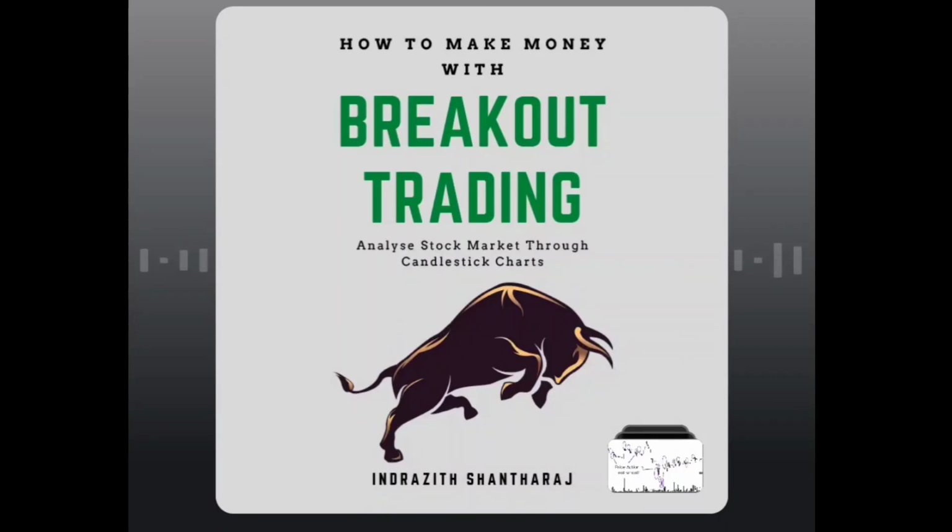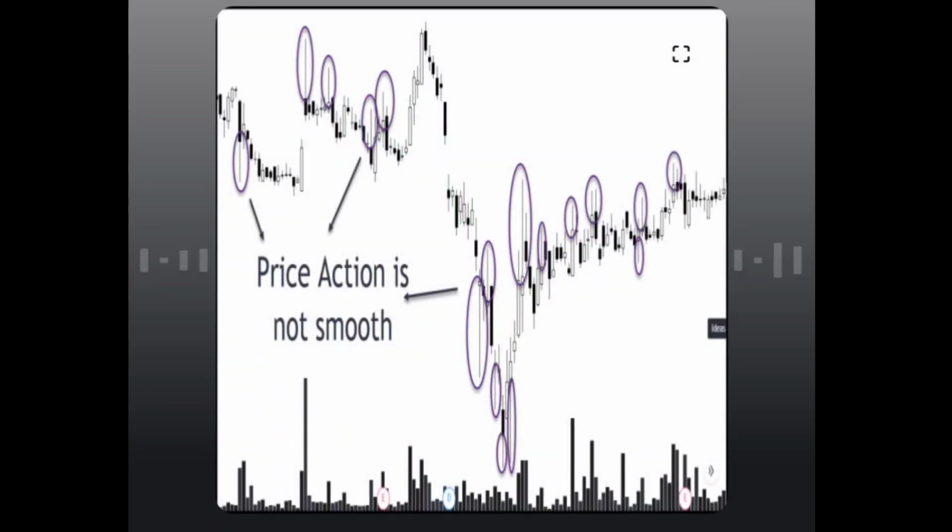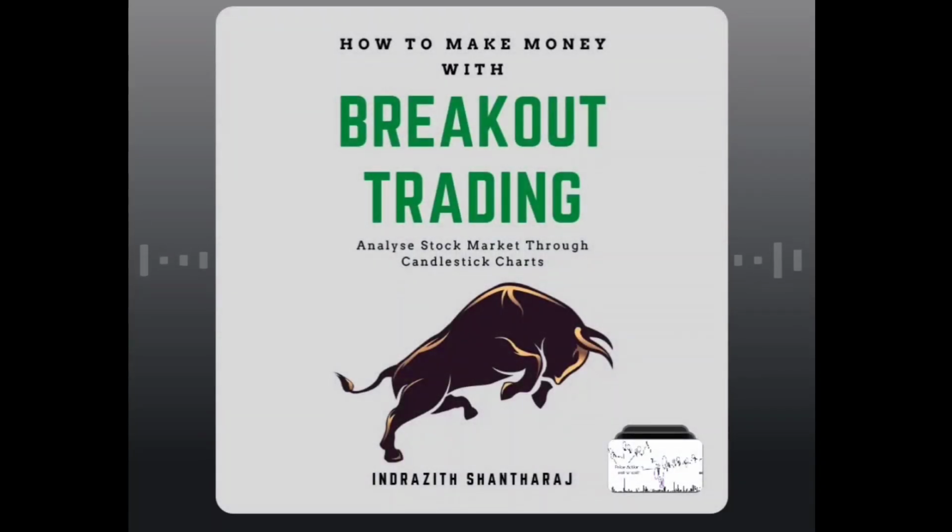Some of the examples are below. If you look at image 2.1, it has a lot of selling wicks and buying wicks, which are not suitable for this type of trading. It can trigger your buy order or stop loss order and can move in the opposite direction. It's better to avoid such scripts.